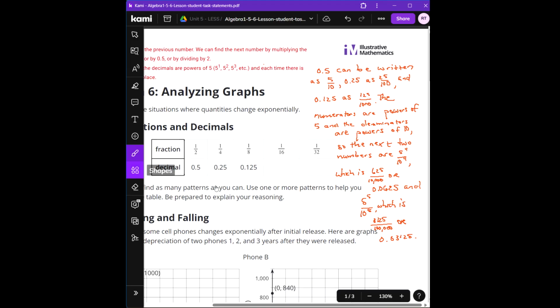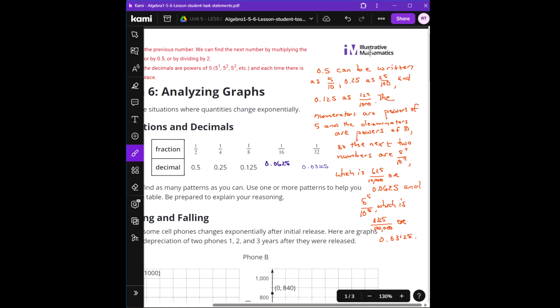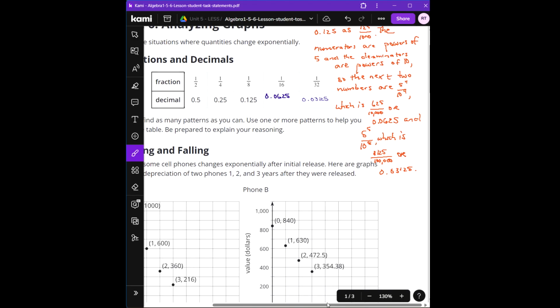Okay, and so here, let's go ahead and write 0.0625. And then for the next one, let's go ahead and write 0.03125. So take a look at the information there to see if you can come up with the same answers.